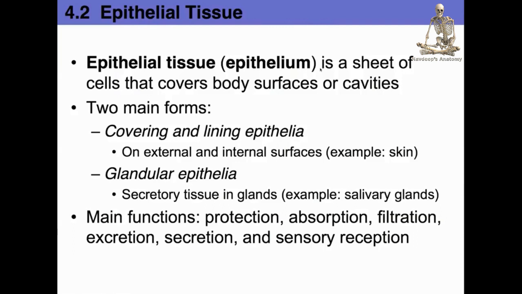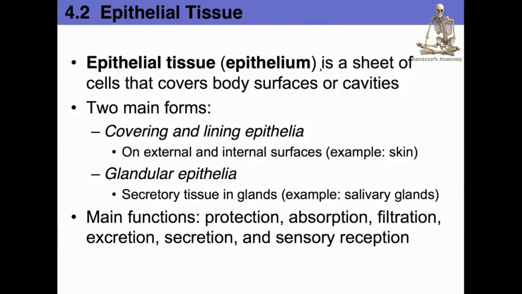And when we talk about the internal surfaces, it is found on the internal lining of the digestive system, say the internal lining of the esophagus, stomach, and intestines. All these surfaces of the internal lining of these organs are comprised of the covering and lining epithelia.